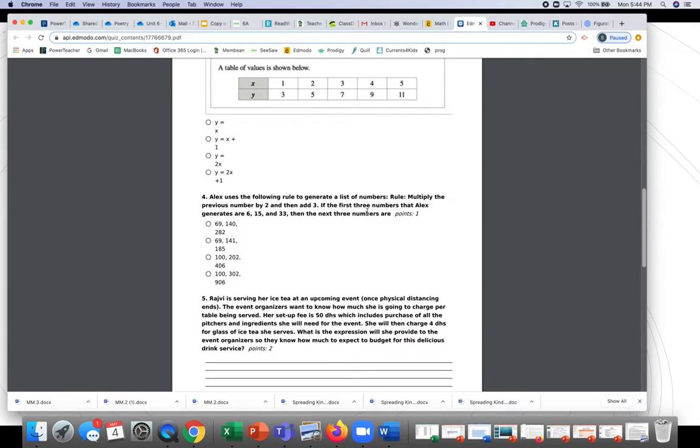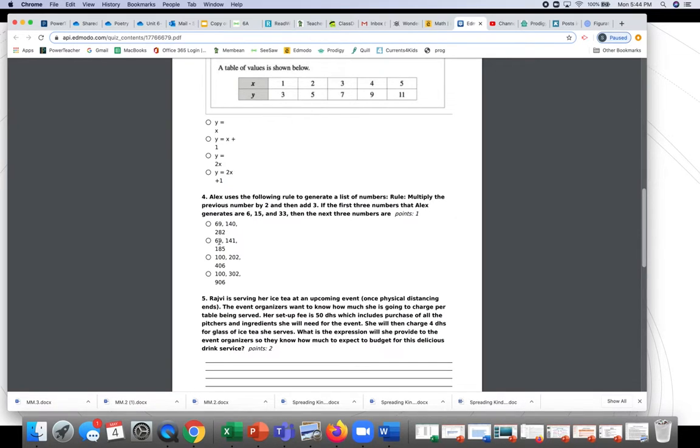If the first 3 numbers that Alex generates are 6, 15, and 33, then the next three numbers are what? Okay, so we have to multiply the previous number. So 33 times 2 is going to give us 66. 66 plus 3 is going to be 69.